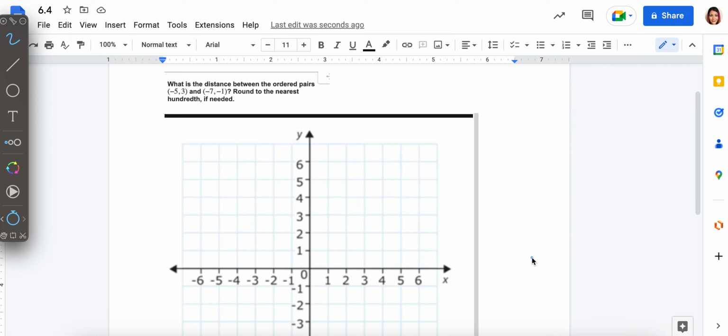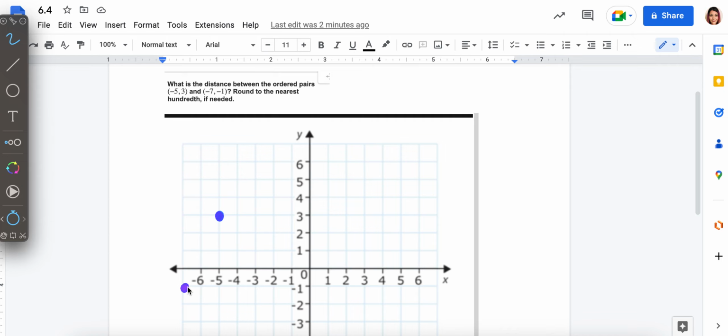So it wants to know the distance between -5, 3 and 7, -1. So the first thing we're going to do is graph those points. So -5, 3. We start with the origin, go over -5, up 3, because it's the x-coordinate first and the y-coordinate second, short review. And then 7, -1. So 7, -1.